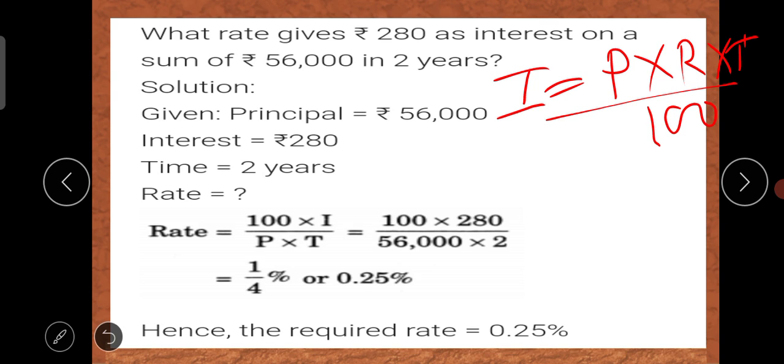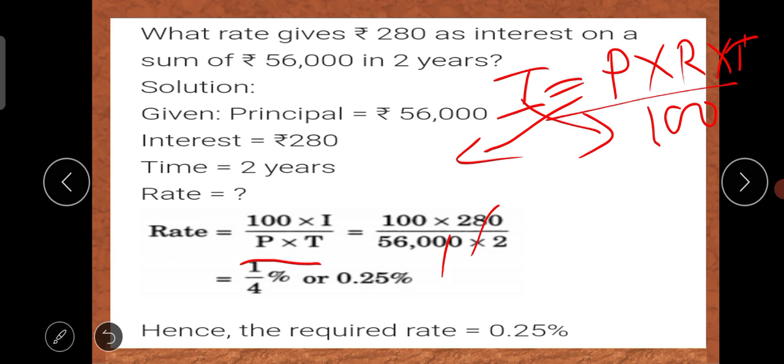When they told us to find the rate, the rate will come on the left side. Do the cross multiply. So R equals what? With the R we have P and T, so they will be written as a denominator like this, and when you cross multiply, the interest is multiplied by 100, which is written as a numerator. So by using the interest formula we are finding the rate formula also. Now put the values: 100 into I, which is 280, over P, which is 56,000, multiplied by 2.